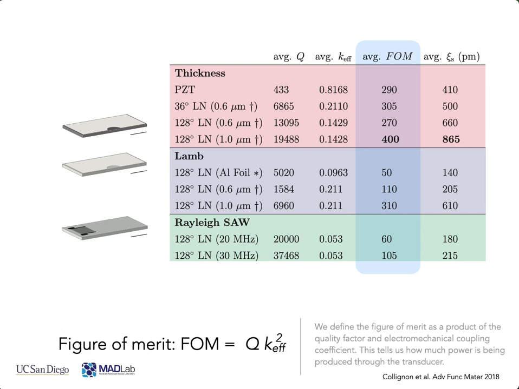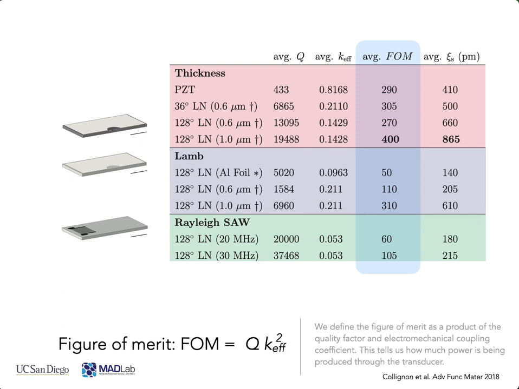Now, one of the things that one finds is that Lamb and Rayleigh SAW have relatively low figures of merit as well compared to the thickness mode. The reason is that the entire material participates in transducing the electric signal to a mechanical stress and therefore vibration in the thickness mode, and it does so in concert. With the Lamb wave and Rayleigh wave, there's a lot of motion that's induced that actually does nothing to produce the useful vibration needed to perform atomization.